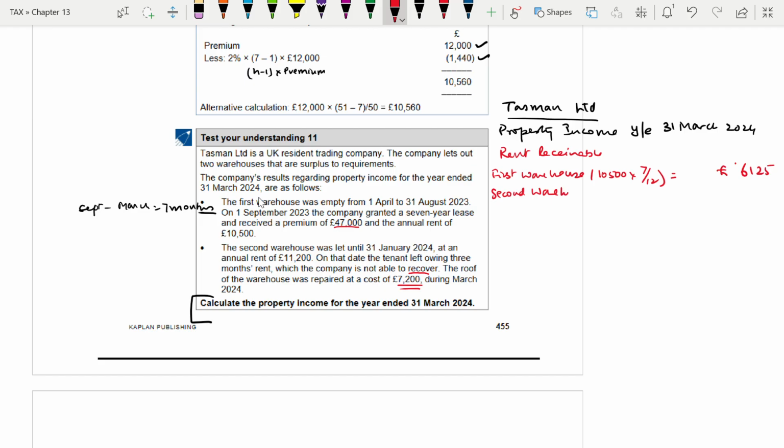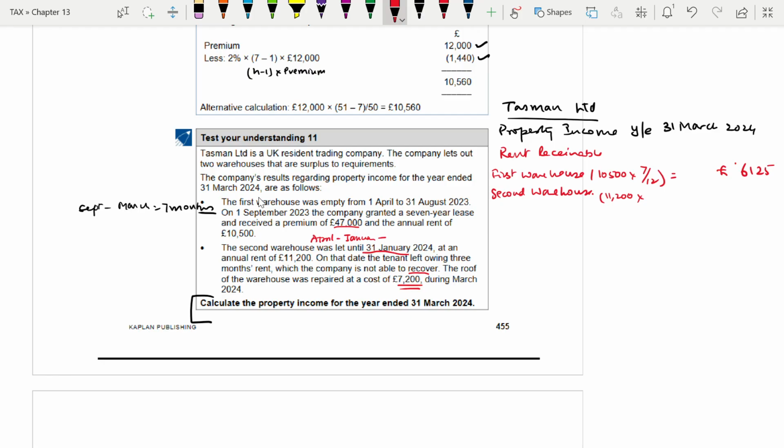Yes, sir. Now, second warehouse. How much is the second warehouse? 11,200. Now first you have to show the rent. It has been shown till 31st January, meaning April to January. How many months?